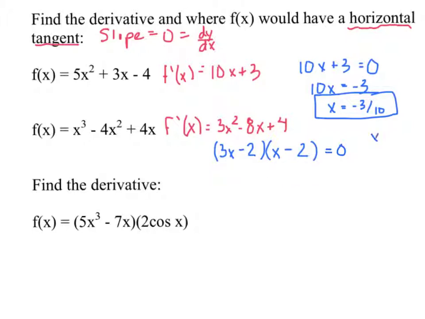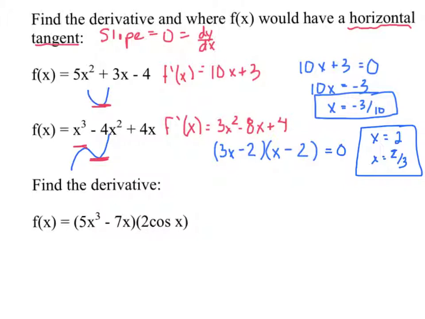X can either be 2 or x can be 2/3. Because 2 minus 2 would make this parentheses 0. 2/3 would make this parentheses 0. These are where we'll have horizontal tangents. Hopefully that makes sense. With a cubic function, if I just sketch a cubic real quick, of course there could be 2 horizontal tangents. Whereas with a parabola like this, there will only be 1.